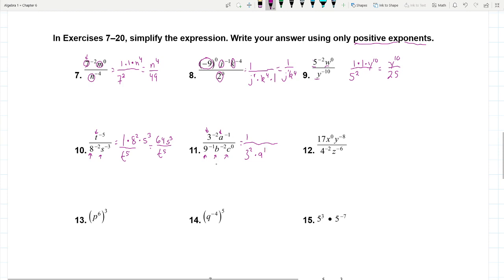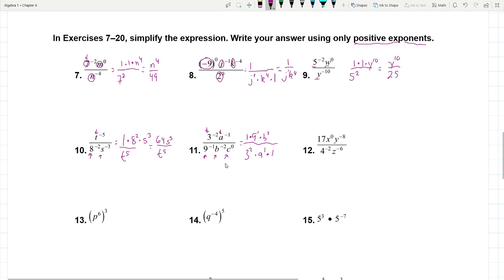Alright, did everything on top. Now I'm going to start on the bottom. 9 to the negative first, we're on the wrong side, so this is 9 to the first power. B to the negative second, we're on the wrong side, so times b to the second. C to the 0 stays down below. C to the 0 is 1.